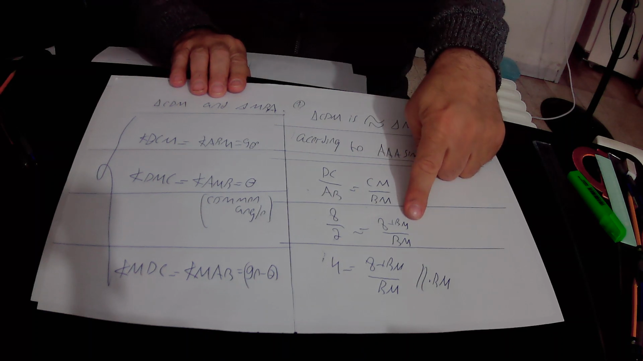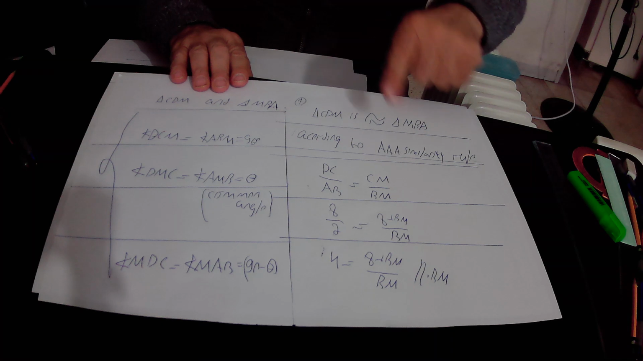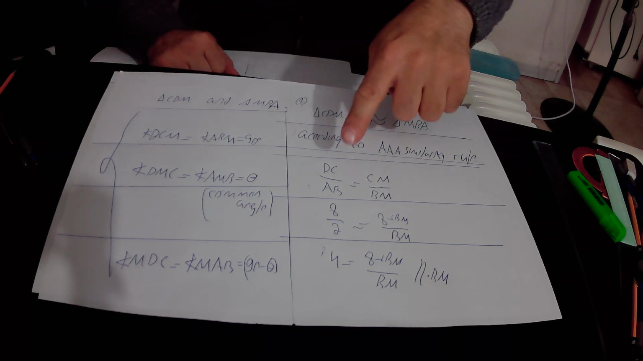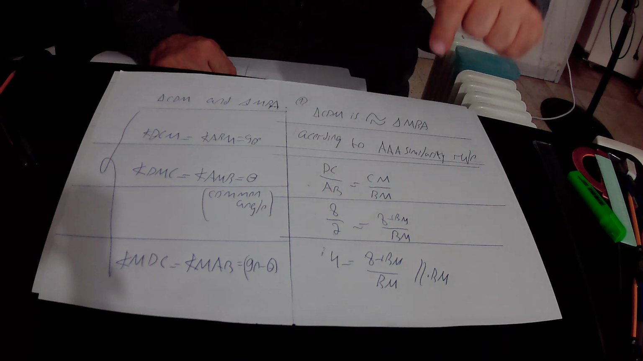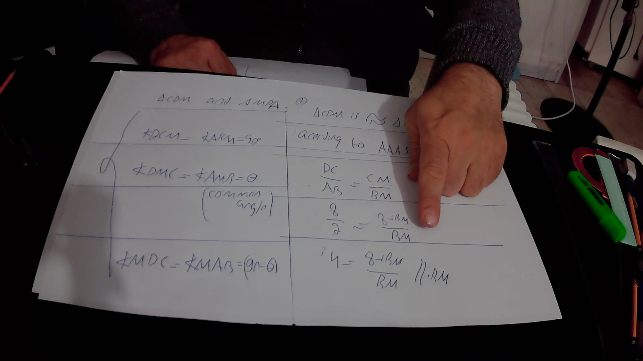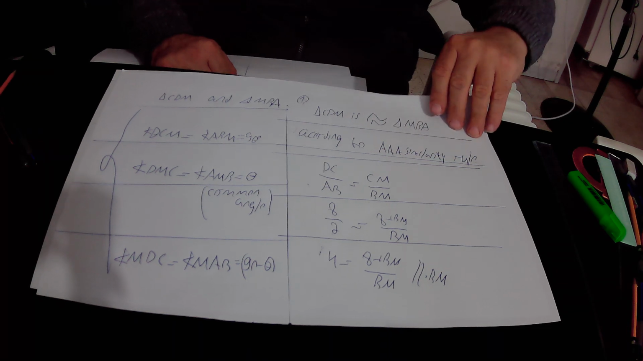Here, CM equals 8 plus BM over BM. BM is the missing side, so we leave it as it is. So in conclusion, we found out that 8 over 2 equals 8 plus BM over BM. 8 over 2 is 4, so 4 equals 8 plus BM over BM. Here we multiplied this equation by BM and found out that 4BM equals 8 plus BM.